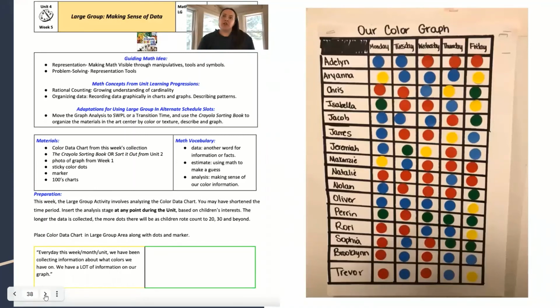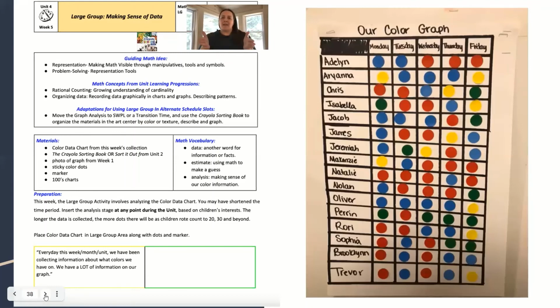So this was a large group math activity, making sense of data. Throughout the week or even longer, you get to choose how long you want to track all the different colors that you're wearing. The children would come in and choose the color dot of a color they're wearing that day. Then you followed up with this large group activity in which you really looked at this graph together and made sense of what it says. What colors did we wear the most, the least? You can track that. You can just talk about it. And all of that is outlined in the lesson plans for math, so you don't have to necessarily come up with it on your own.